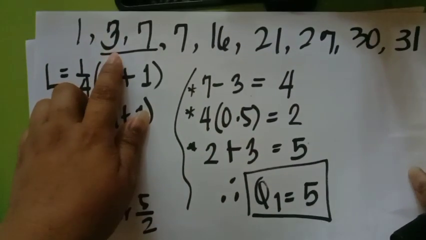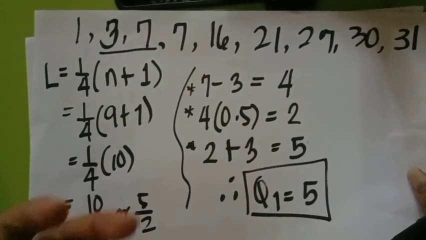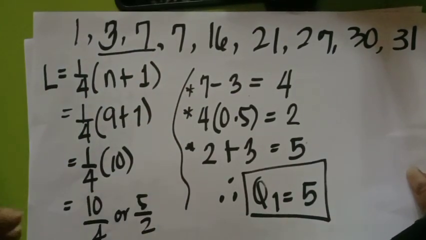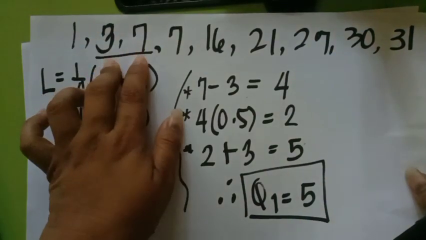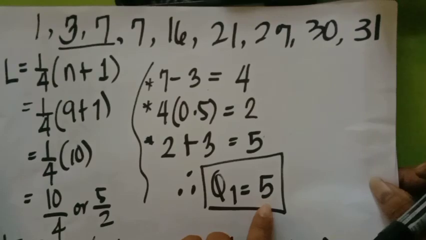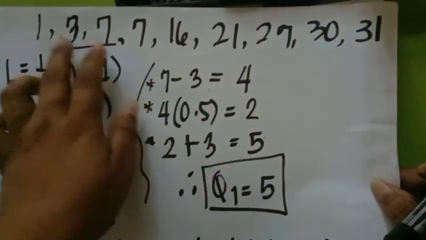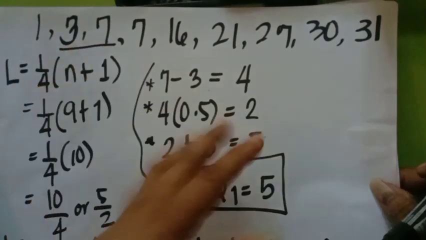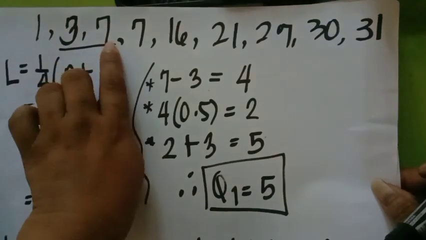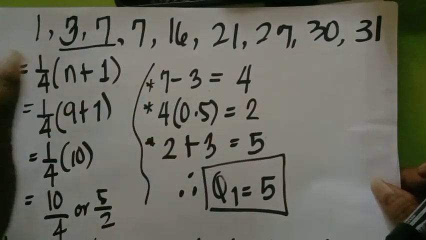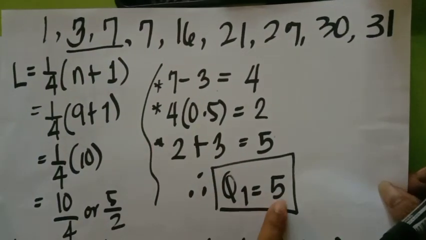Ang second data is 3, ang seventh data is 7. So, ibig sabihin, kung ano man yung lower quartile, nasa pagitan lamang siya ng anumang number na nasa pagitan ng 3 and 7. And yung 5 na nakuha natin, na Q1, is correct kasi yung 5 nasa pagitan siya ng 3 and 7. So, ibig sabihin, yung quartile 1, hindi siya bababa sa 3 at hindi rin siya tataas sa 7. So, any number between 3 and 7, that is Q1 and that is equal to 5.